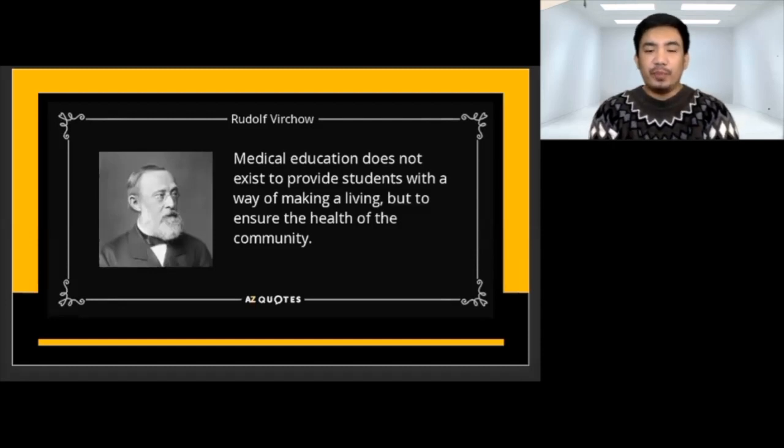As we end our report, together with my group mates, we would like to share this with you: medical education doesn't really exist to provide students with a way of making a living, but to ensure the health of the community. Student doctors, we should always remember the very core, the reasons, and the foundation why we have taken this path of dreaming or of achieving to become a doctor later on.